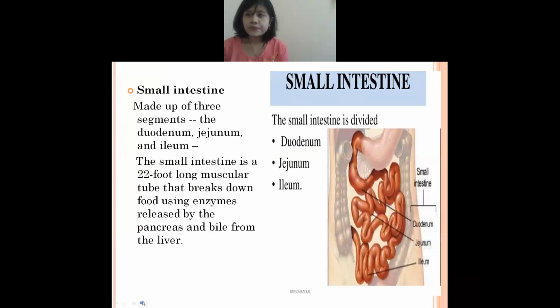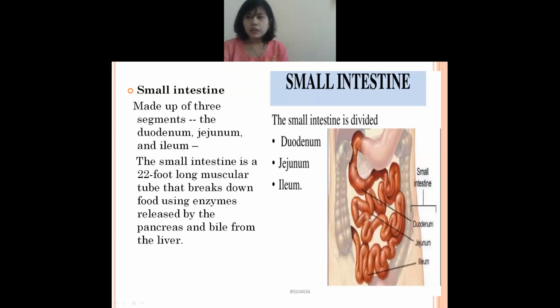After the stomach, the food particles go to the small intestine. We can find that the small intestine is divided into three parts. The first one is the duodenum, this one. The second one is the jejunum, and the third is the ileum. The small intestine is 22 foot long.